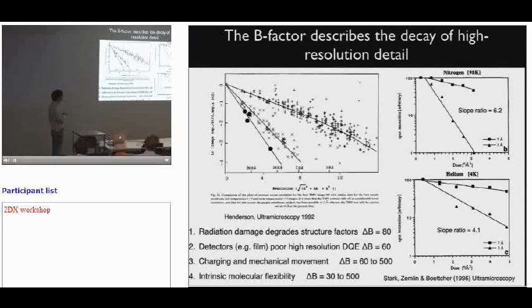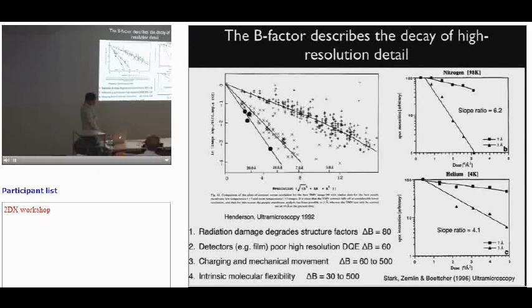In the case of radiation, damage can be quantified quite well because you can look at the decay of intensities by depositing more and more dose on a specimen. And there is data on a 2D crystal where under liquid nitrogen conditions you have a steeper slope than under liquid helium conditions, which suggests that there is less radiation damage.